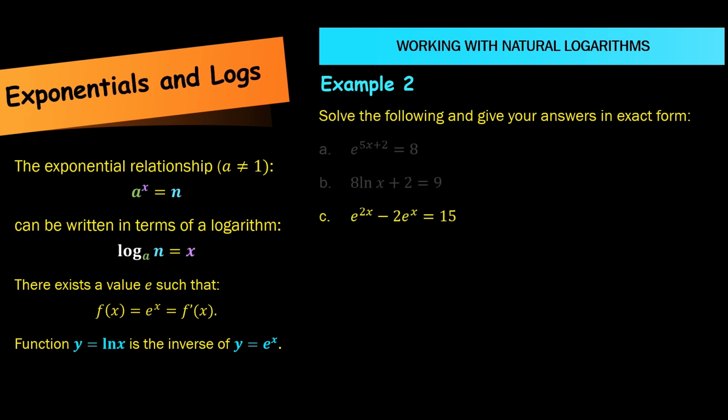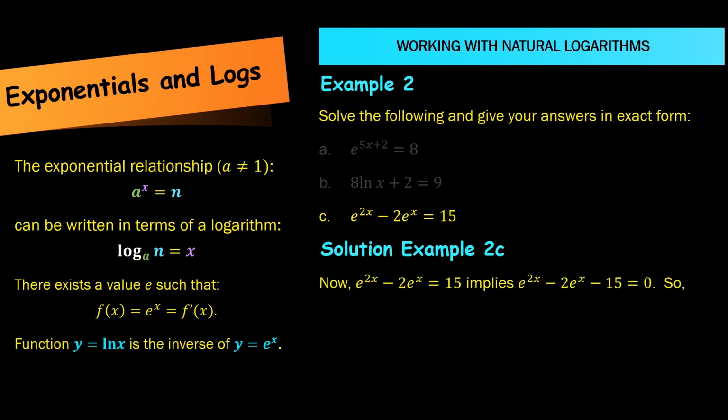And now for 2 part C. We are required to solve e to the power 2x minus 2e to the power x equals 15 and give our answers in exact form. So let's solve this. Rearranging gives us e to the power 2x minus 2e to the power x minus 15 equals 0. And therefore, we can factorize this as e to the power x minus 5 times e to the power x plus 3 equals 0.